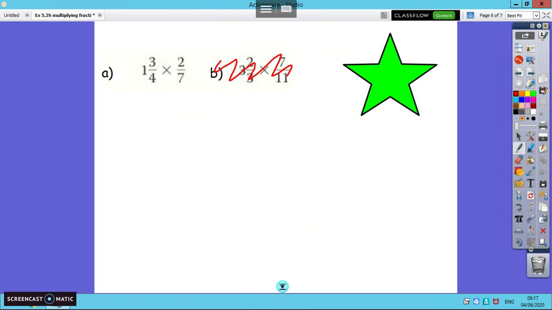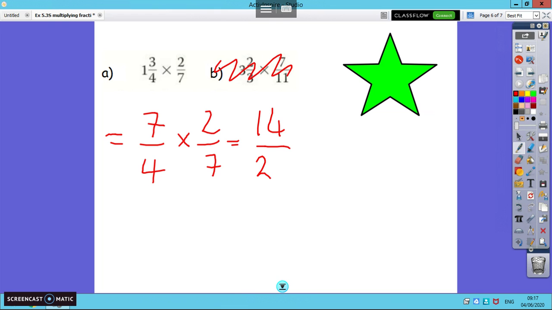So 1 3/4 times 2/7. Well, we need to get the 1 3/4 as an improper fraction. So if we do 1 times 4, 4 add 3, that's 7. 7/4 is what 1 3/4 is. 7/4 times by 2/7. Now we can do exactly the same thing. 7 times 2 is 14. 4 times 7 is 28.